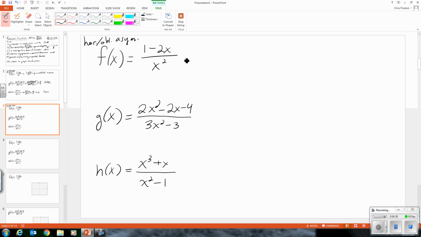And so what we're going to do is we'll look at the powers. So that's what I said. We're going to look at the powers. So on this one, what we're going to notice is the degree or the power of the denominator is larger than the degree of the numerator.